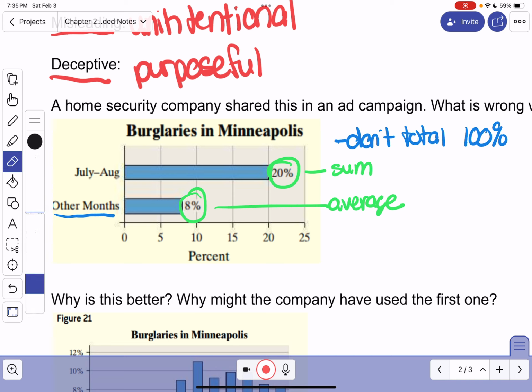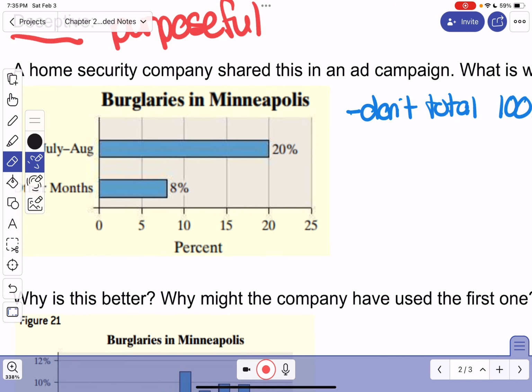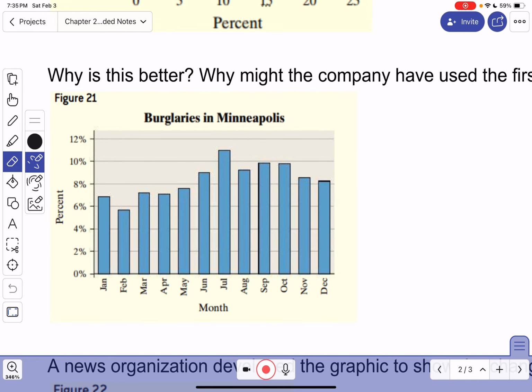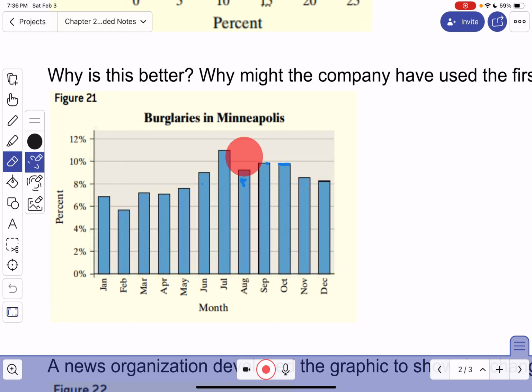So just looking at that really quickly, if you didn't pay attention to all those details, you would say, hey, burglaries are really bad in July and August. Now let's look at this one. This is the real data for all of them. Why is this better? Well, this compares all of the months separately so that you can actually see the differences. Here, August is actually less than a couple other months. So this is what shows us that they combined these two together and just averaged the other percents.